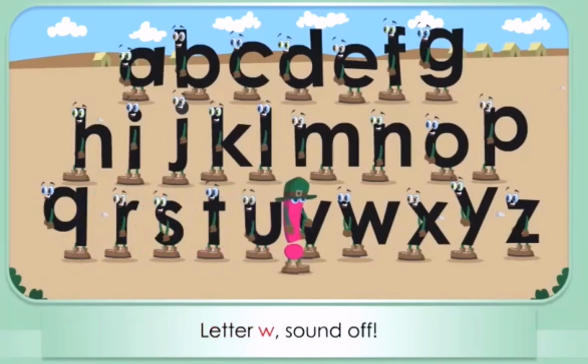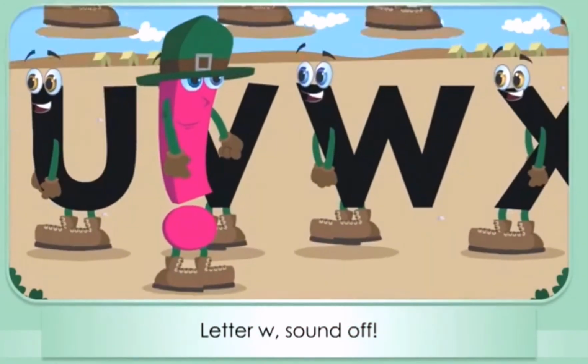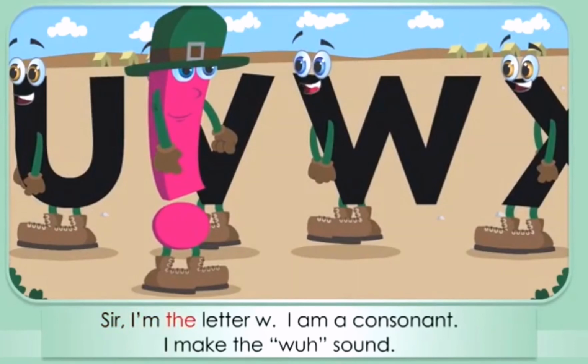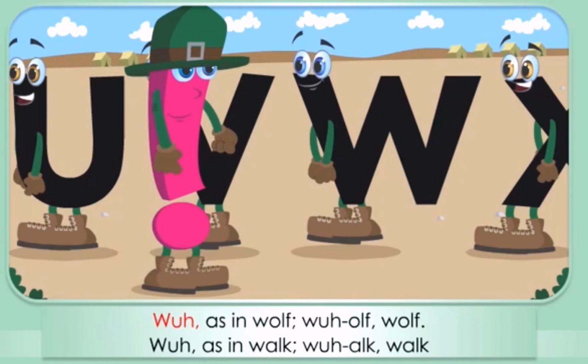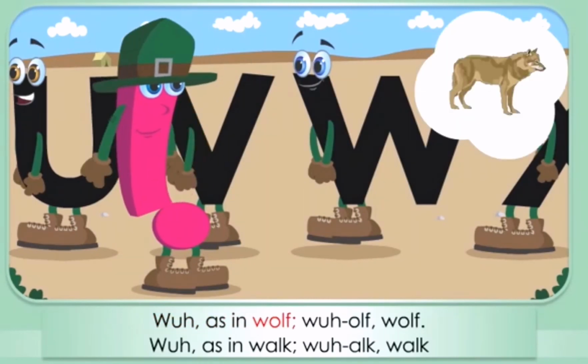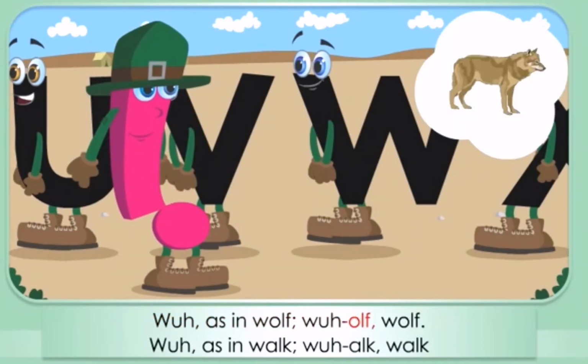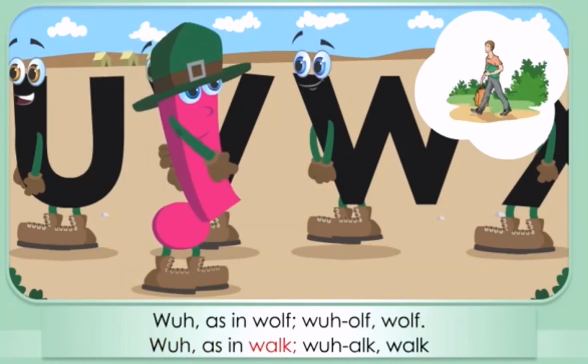Letter W. Sound off. Sir, I'm the letter W. I am a consonant. I make the W sound. W, as in wolf. W-ulf, wolf. W, as in walk. W-ock, walk.